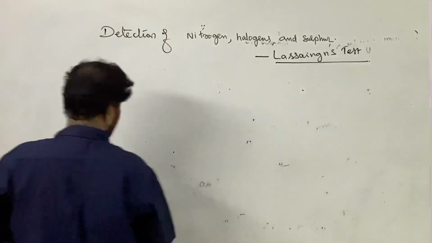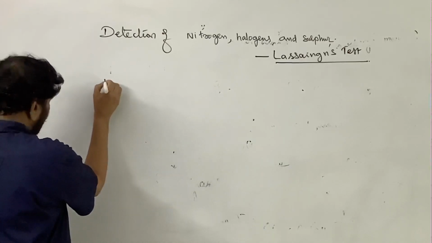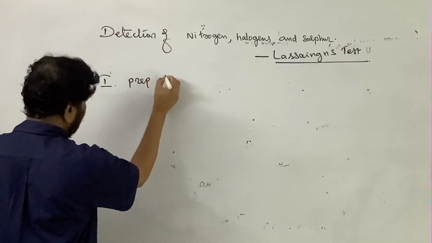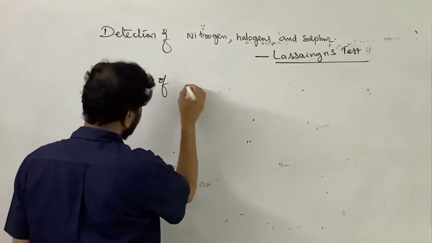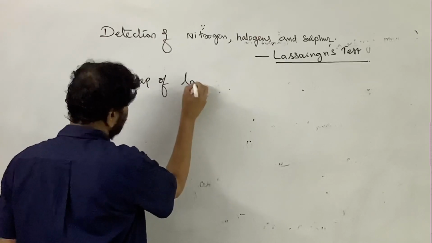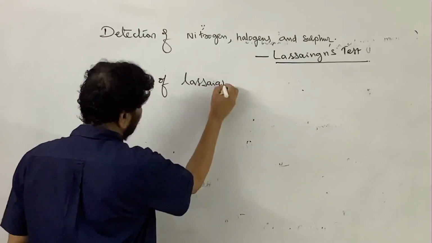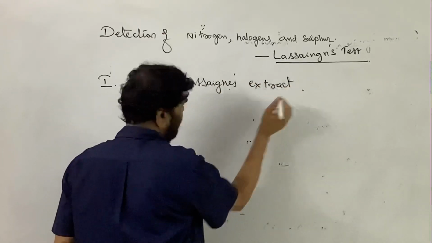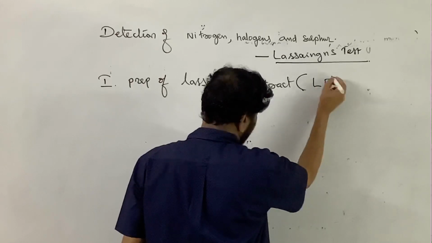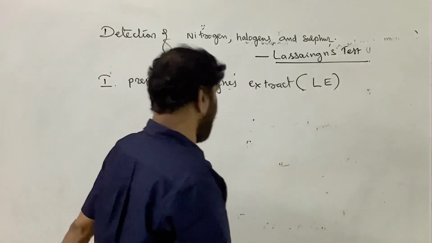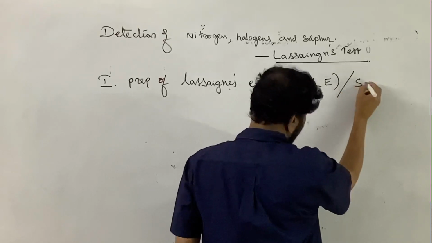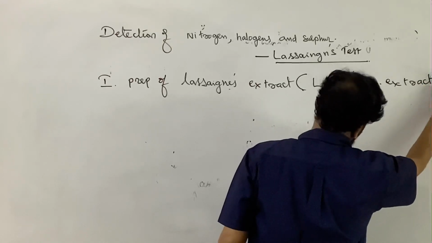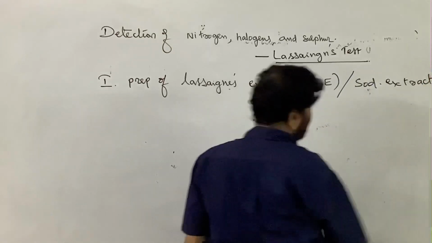The first part is the preparation of sodium extract or Lassaigne's extract. In short form, it is called the LE, Lassaigne's extract, or this is also called the sodium extract, that is SE, sodium extract.